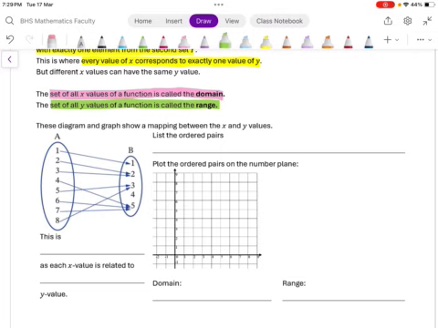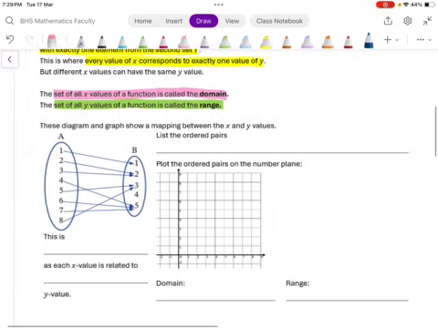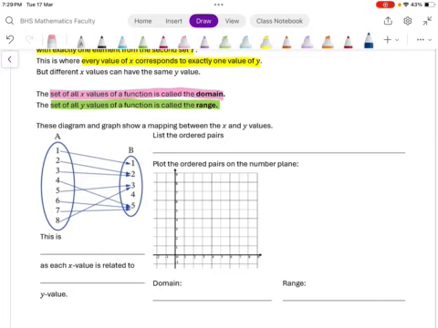We can create this as a list of ordered pairs. So set A is like our x values, and then set B is our y values. So we can write this as a set of ordered pairs.